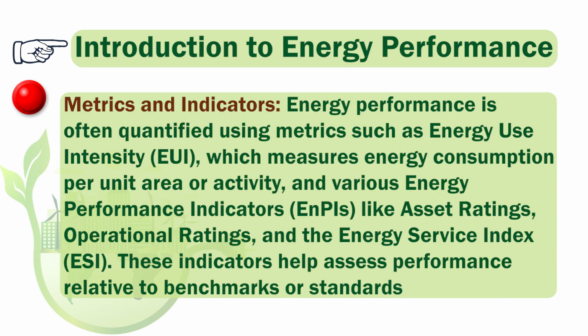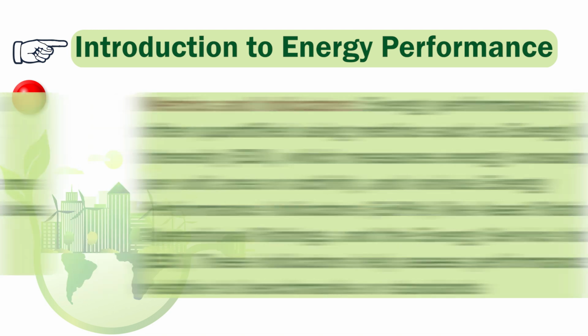Matrices and indicators. Energy performance is often quantified using matrices such as energy use intensity, EUI, which measures energy consumption per unit area or activity, and various energy performance indicators like asset rating, operational rating and energy service index, ESI. These indicators help assess performance relative to benchmarks or standards.